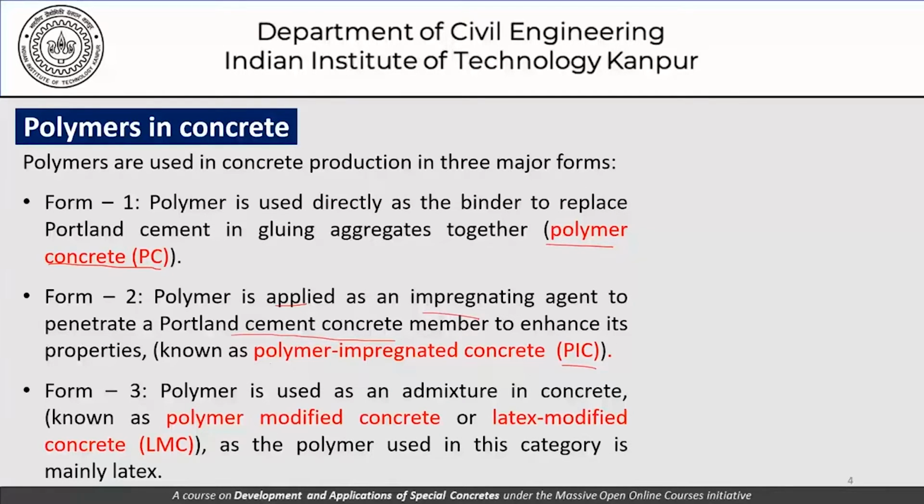So what we have essentially is, if we look at aggregates bound in a matrix, in polymer concrete we have this entire matrix as polymer.